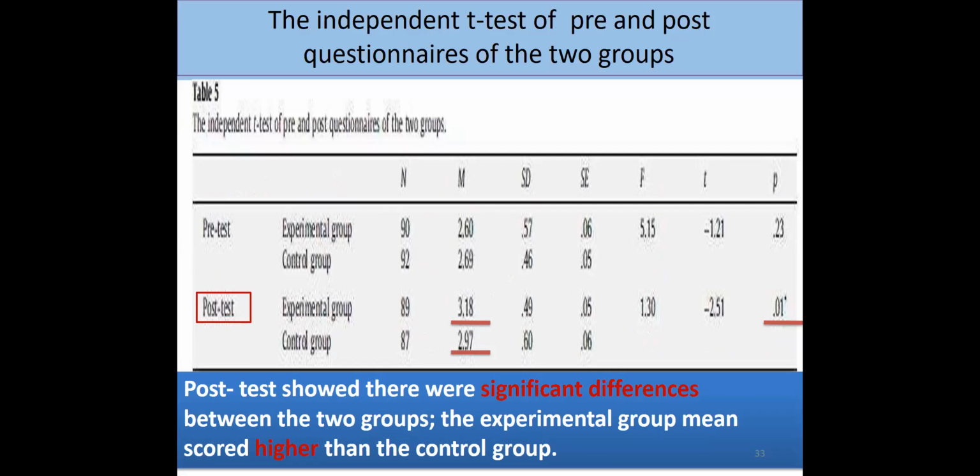This is the dependent t-test of pre and post questionnaires of the two groups. As you can see, the post-test shows there were significant differences between the two groups. Okay, the experimental group scored higher than the control group. So it means that the subjects who used the computer-assisted concept mapping were more effective in reading than the control group.